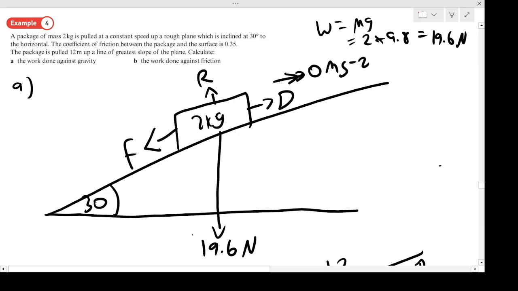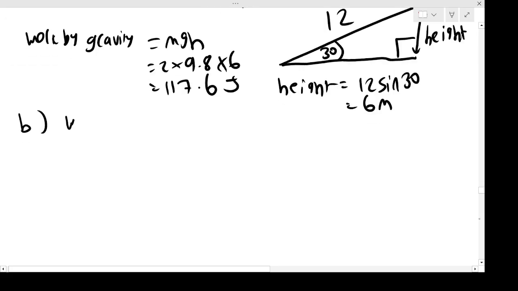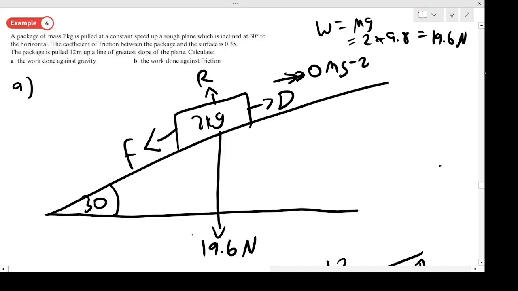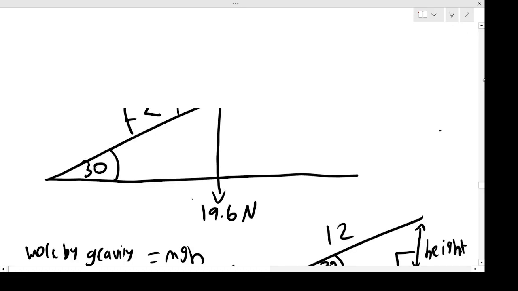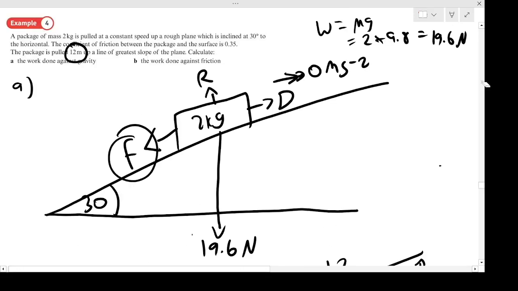Okay, so the work done against friction. The work by the friction force is going to be F for the friction force times the distance. The distance we're told is 12 meters. Remember, we're not interested in the height here, we're interested in the actual distance moved, which is just 12. We don't need to do anything special here. So we need to find F. How are we going to do that?